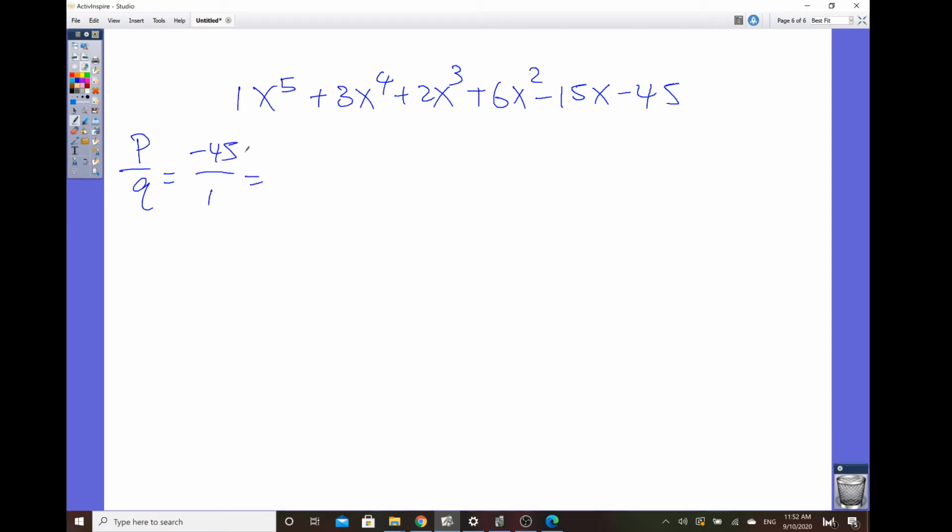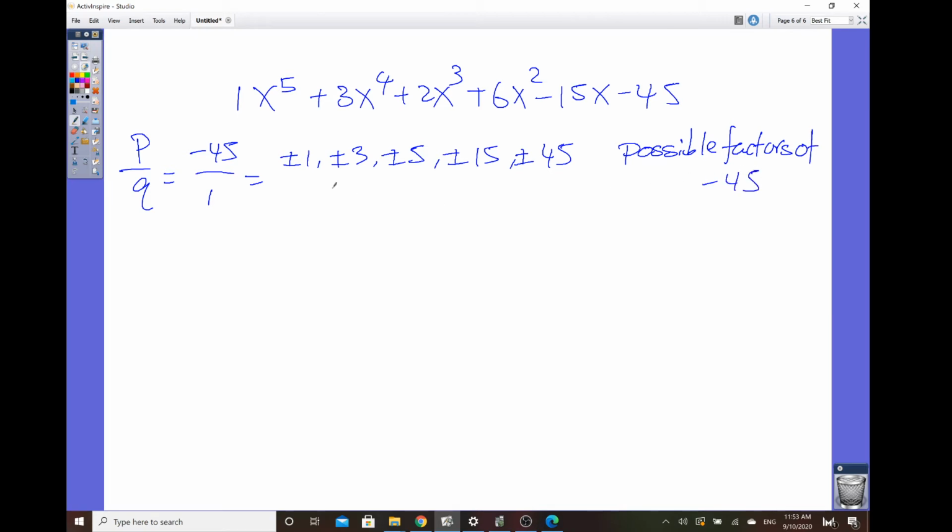And now we need to find the possible factors of negative 45 and the possible factors of 1. So we do have plus minus 1, plus minus 3, plus minus 5, plus minus 15, and then plus minus 45. Those are the possible factors of negative 45. And then what about for 1?